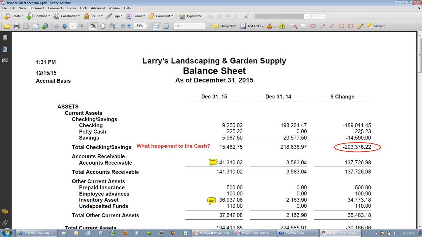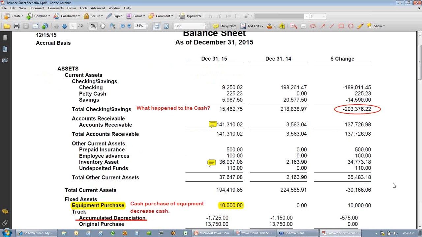So I have to start analyzing the balance sheet to figure out where the cash is. Well, I can see here that we have an increase in accounts receivable, right here on the right-hand side. My beginning for the period was $3,500. My ending is $141. And if I ran the AR turnover that we discussed before, I find out that Larry's AR is only turning over every 4 months.